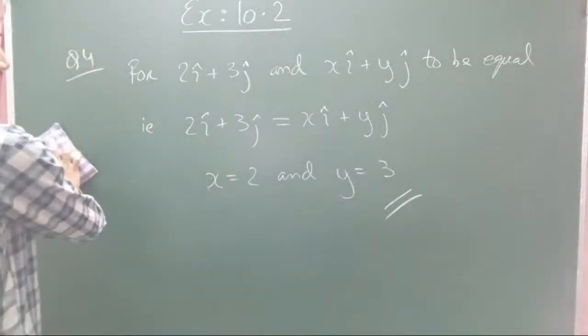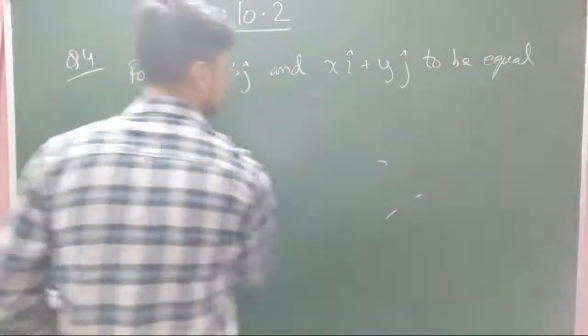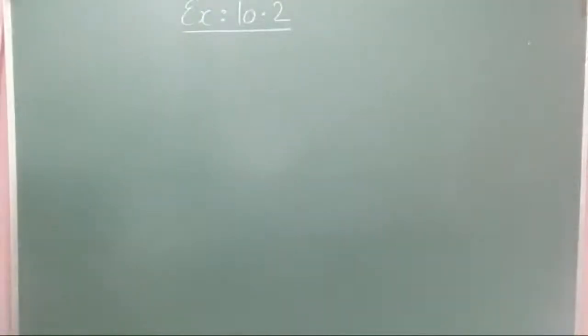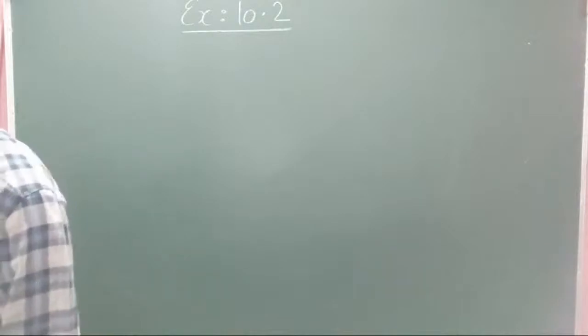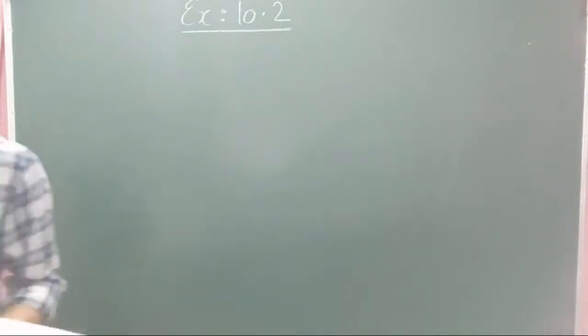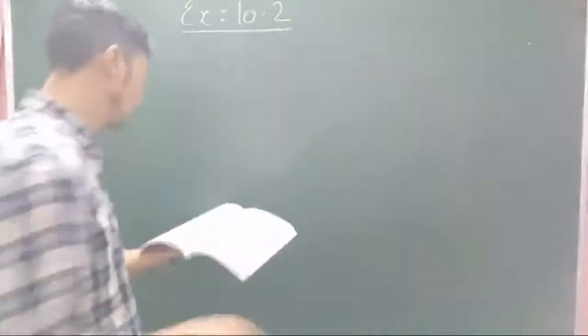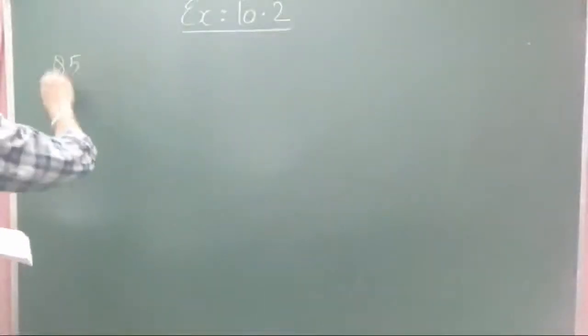All right, now let's go to question number 5. What is the question there? 5. Find the scalar and vector components of the vector with initial and terminal points given. Question number 5.